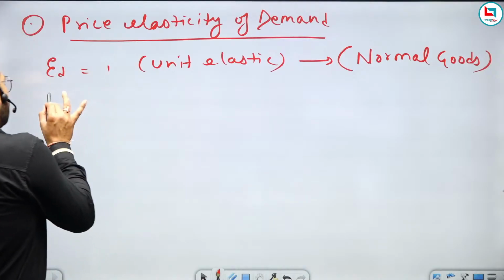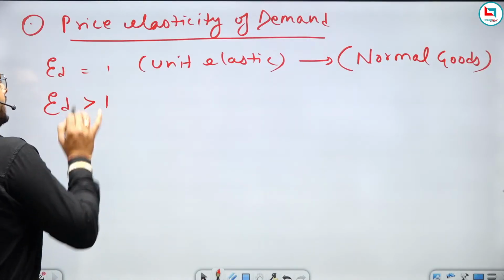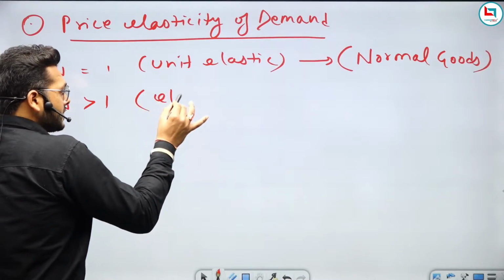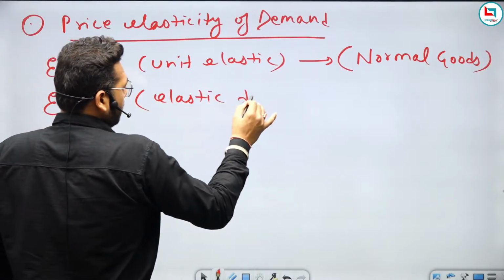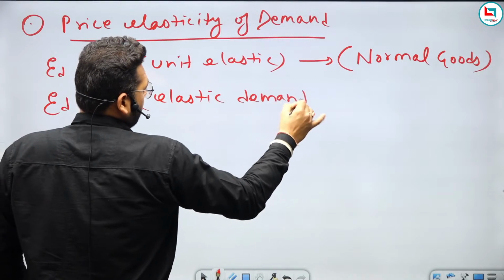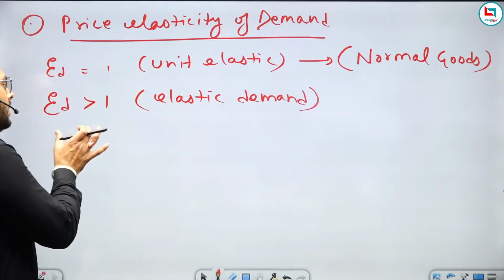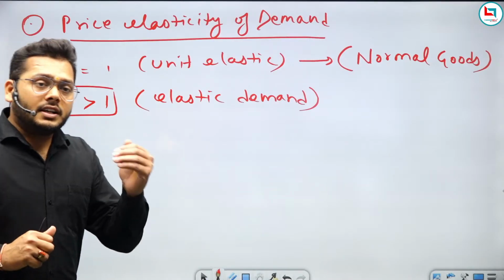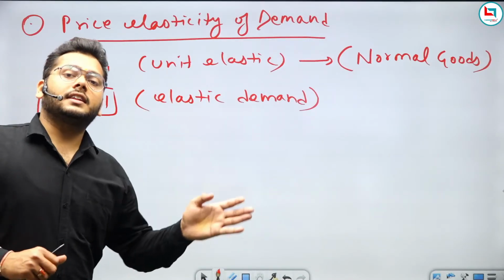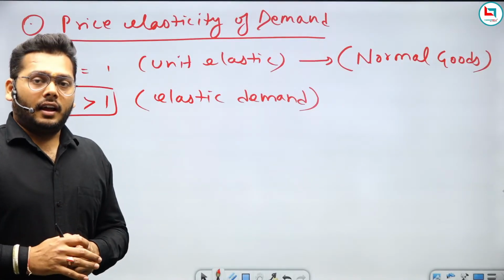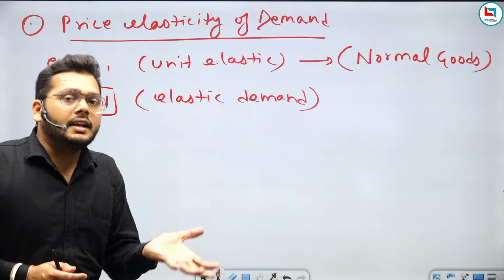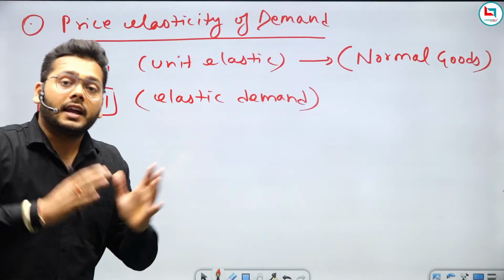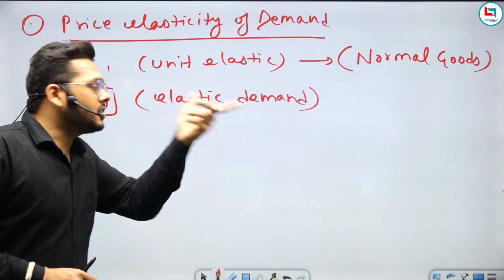And then we have discussed that ED is greater than 1. It means elastic demand. When ED is greater than 1, the percentage change in demand is higher than the percentage change in price. If your demand changes highly because of a little change in the price, it is highly elastic. That is why it is called elastic demand.